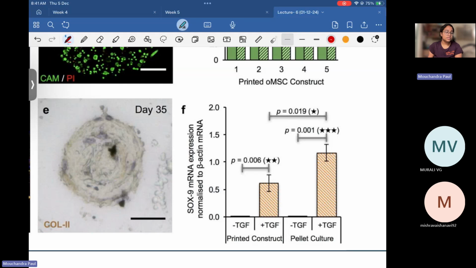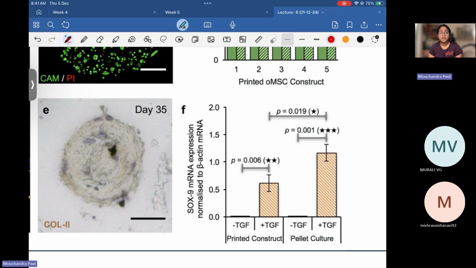Okay. So what they see is that in the presence of TGF beta only, the cells are getting differentiated, you can see, because in printed constructs or in pellet culture where there was no TGF beta, there is no expression of SOX9. And also the expression of SOX9 is lower in the printed construct in comparison to the expression of SOX9 in pellet culture. Why is it so?